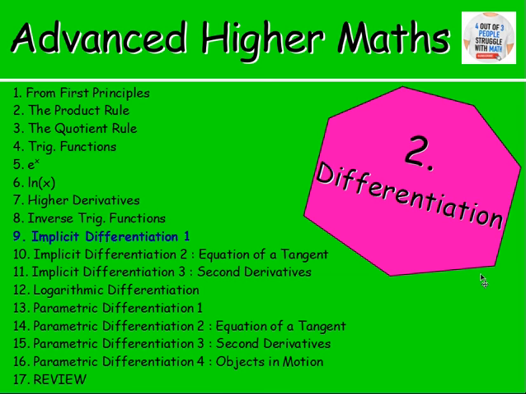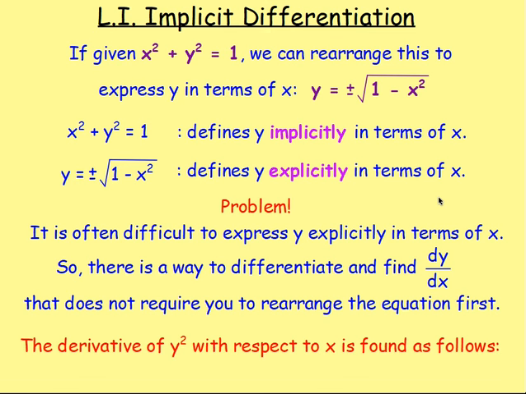From there, we then looked at implicit differentiation. What on earth is implicit differentiation? Well, if I gave you x squared plus y squared equals 1 and asked you to differentiate it, you would really go down the route of rearranging that so you get y equals. If you have y equals, and then you've got x's on the other side, then it means y is defined explicitly in terms of x. However, if you just left it as x squared plus y squared equals 1, you've got x's and y's on the same side. And you would say that y is defined implicitly in terms of x.